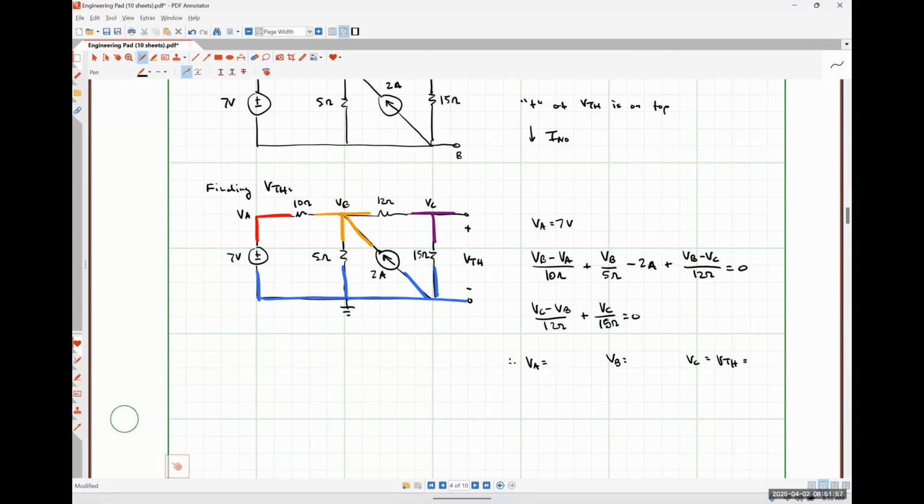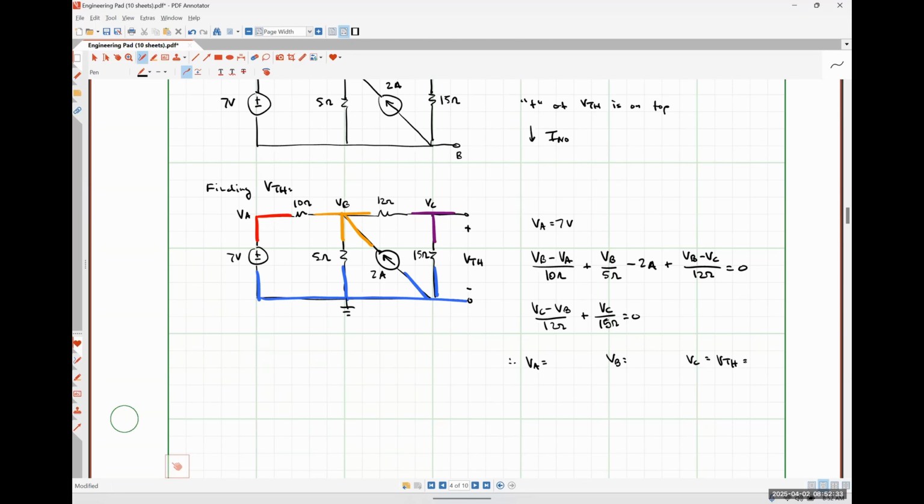My coefficient for VA in my first equation is 1, VB is 0, VC is 0, constant term is 7. And my second equation, my coefficient for VA is negative 1 over 10. For VB, it's 1 over 10 plus 1 over 5 plus 1 over 12. For VC, it's negative 1 over 12. And my constant term is 2 amps. And my third equation, my coefficient for VA is 0. For VB, it's negative 1 over 12. And for VC, it's 1 over 12 plus 1 over 15.